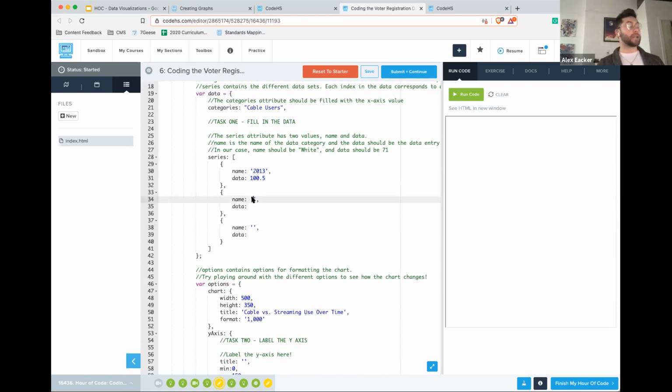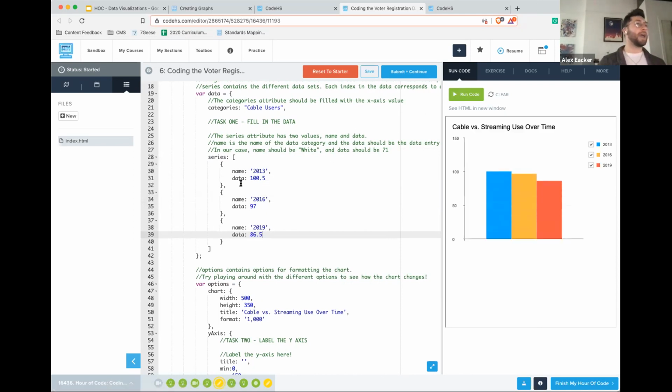So what I can do now is write in the rest of the data from this cable graph that I've been using, right? So the name is the year, and the data is the total users. And I can add this data. And now I can click run code, and we'll get a graph. And we'll see that it's actually working. And this is all from the data that I just hand coded into this program.